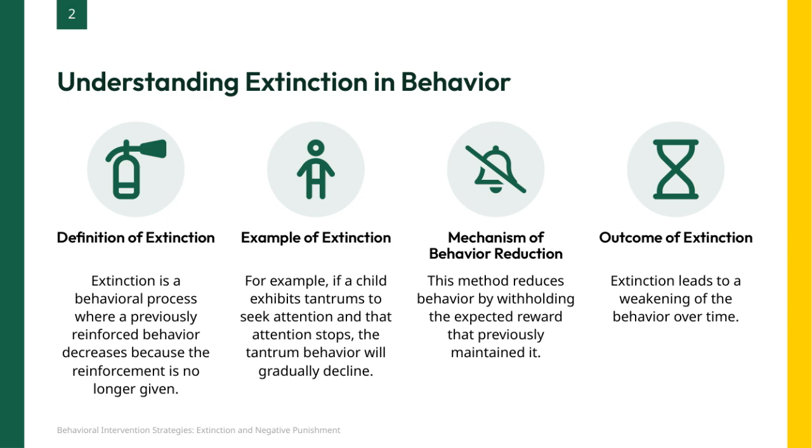For instance, imagine a child who throws tantrums to get attention. If the adults stop giving attention when the tantrum occurs, the tantrum behavior will gradually decrease. This happens because the expected reward, the attention that used to maintain the behavior, is now withheld. Over time, as a behavior is no longer reinforced, it becomes weaker and less frequent. Essentially, extinction works by removing the positive outcome that encouraged the behavior in the first place.